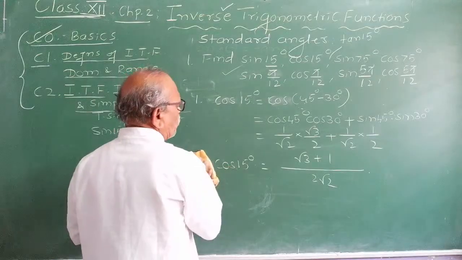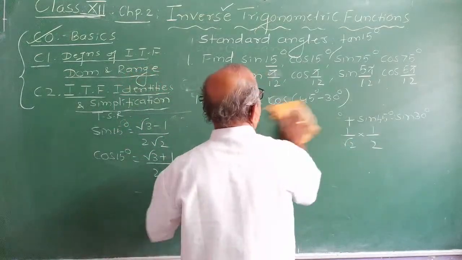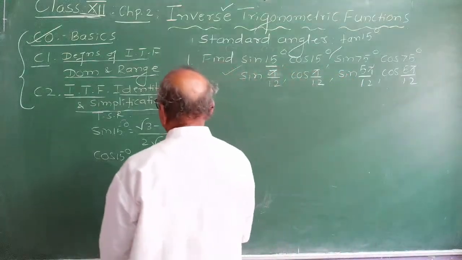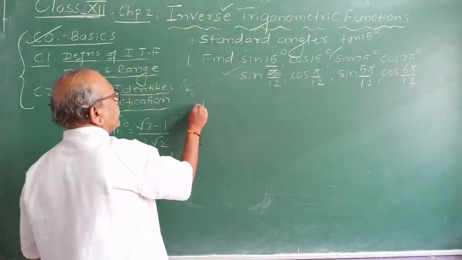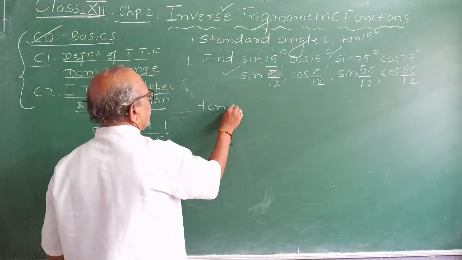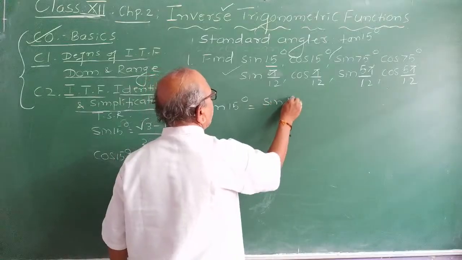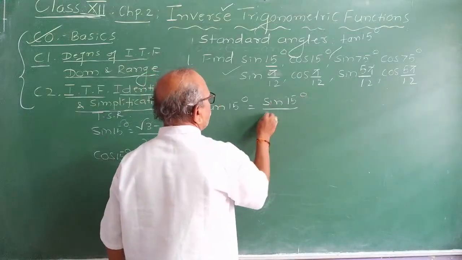Once you get sin and cos, you can easily get tan and cot. Very easy to get tan and cot. Yes. Can you tell me what is tan 15 degree? You are using the identity. Tan can be written as sin 15 degree upon cos 15 degree.